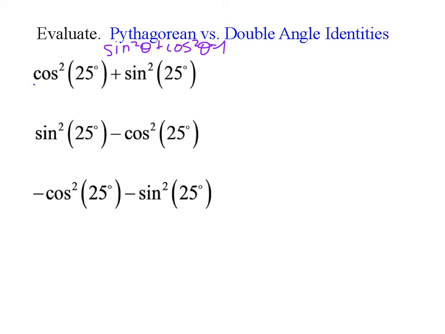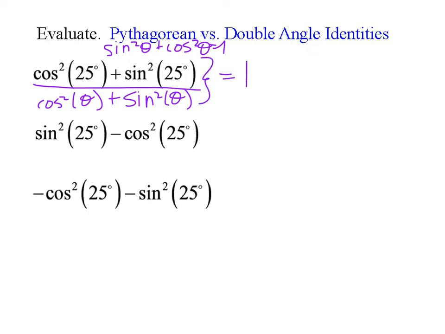So in this first example here, cosine squared of theta plus sine squared of theta, well, we just said if it's cosine squared plus sine squared or vice versa, no matter what, that's going to equal 1. So if it's just a simple addition of cosine squared and sine squared, no matter what this angle is inside, it will equal 1.